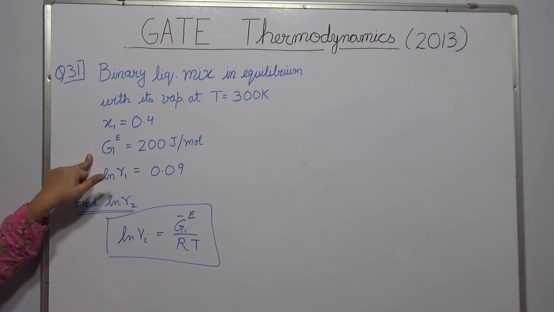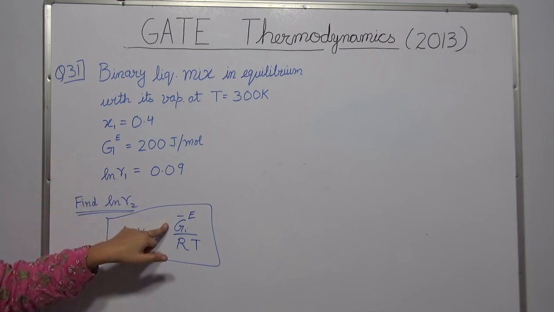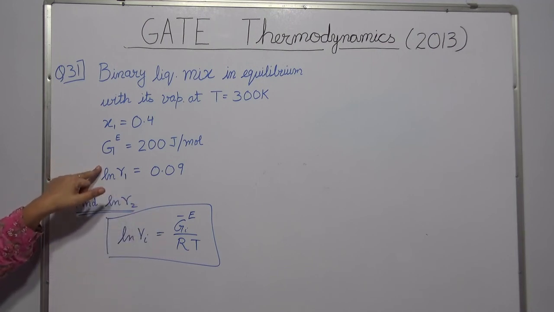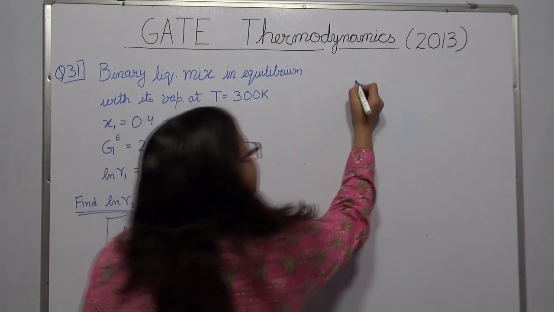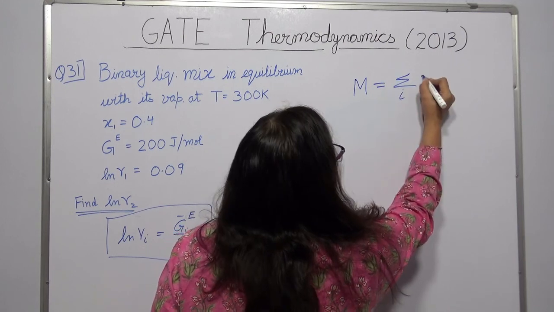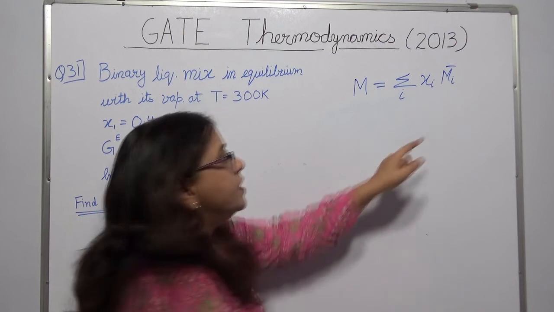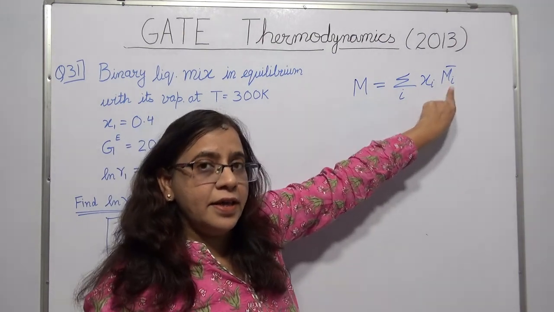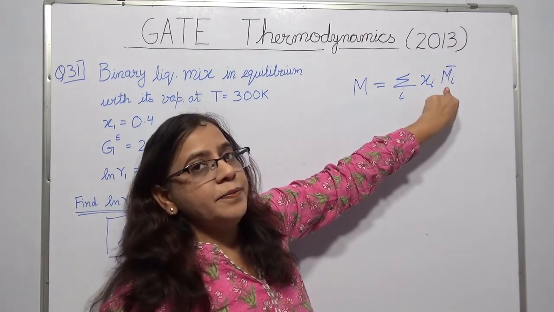Okay. So first of all, I will write down the equation which relates the partial molar properties to the mixture property. And what is that? We have seen it several times. That is your summability rule. So for any property M, I can write my summability relation as, the mixture property is equal to summation over all i of xi Mi bar, where Mi bar is the partial molar property of component i.